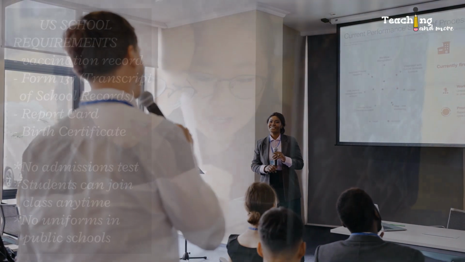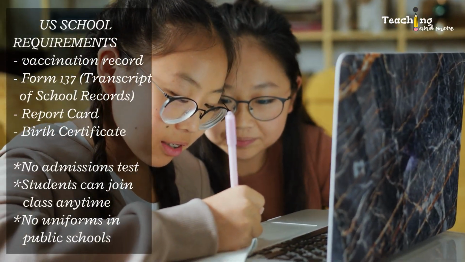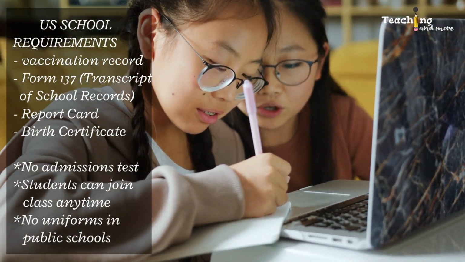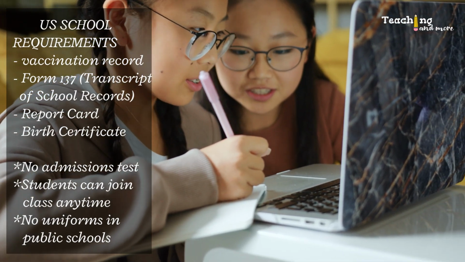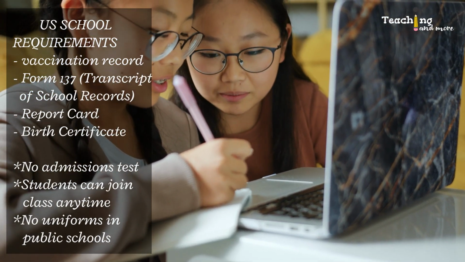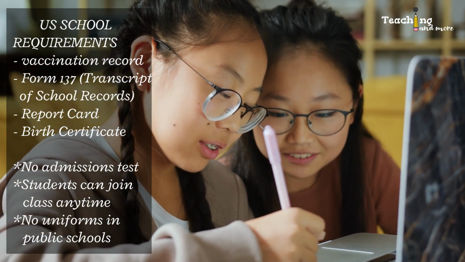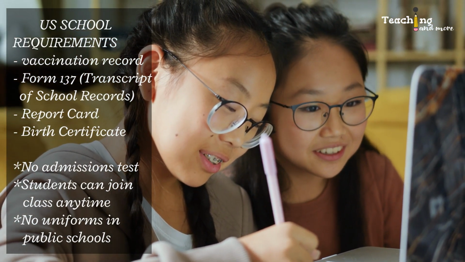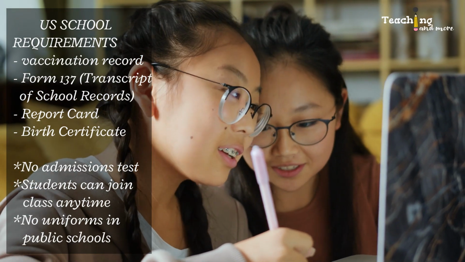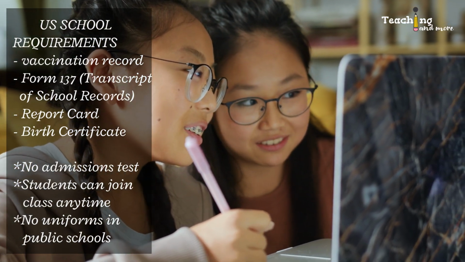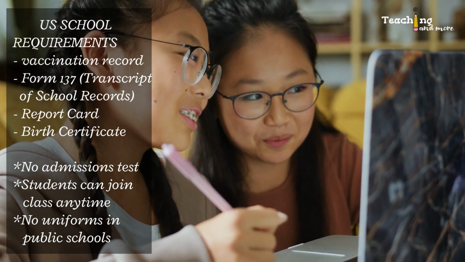Here are US school requirements. Vaccination record. They can't enroll without this. This is not just for COVID-19. This is the immunization record from when they were still babies. Form 137, or that's the transcript of records. Card, birth certificate. They don't have to worry about taking an admissions test because it's not required there.